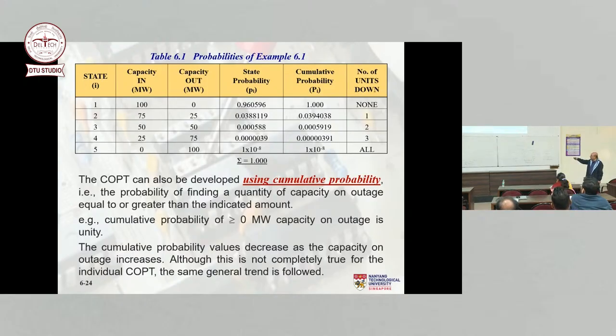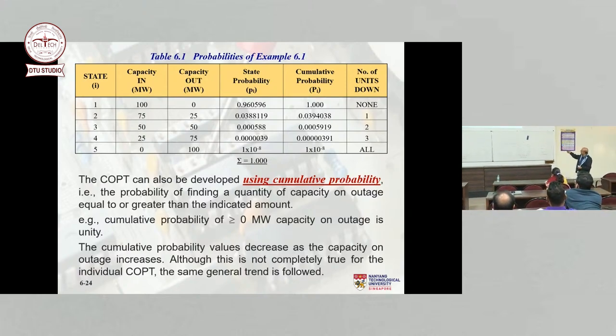So I've given an example. Cumulative probability of 0 megawatt or more than 0 megawatt on outage. What is it? It includes everything, right? 0 out, 25 out, 50 out, 75 out, 100 out. So basically that probability has to be 1. Yeah, it includes all the possible outcomes. So cumulative probability of state 1 will always be 1.